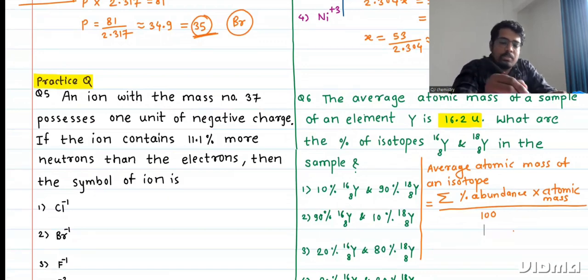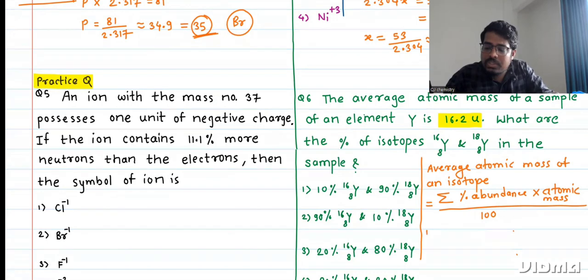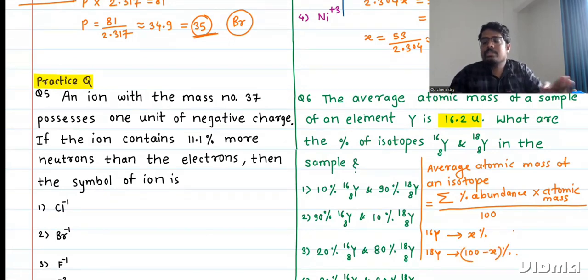Now, let us apply this formula. Let us consider there are two isotopes given. For one isotope, the 16Y isotope, let us consider the percentage abundance is equal to X percent. For the other isotope, the percentage abundance becomes 100 minus X percent. Now let us apply this formula.